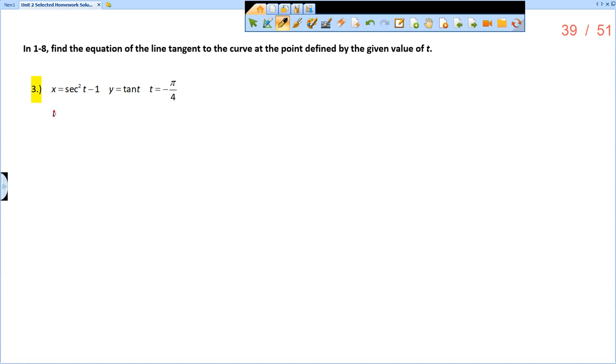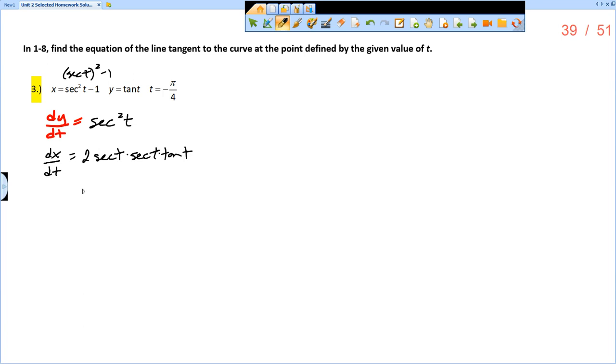All right, so first of all, I need to find dy/dt and dx/dt. The derivative of tangent is secant squared of t, and dx/dt would be the derivative of secant squared t minus 1. Remember, this really means secant of t quantity squared minus 1. So we're going to use the power rule: 2 times secant t to the first times the derivative of secant, which is secant t tangent t, and then minus the derivative of 1, which is 0.